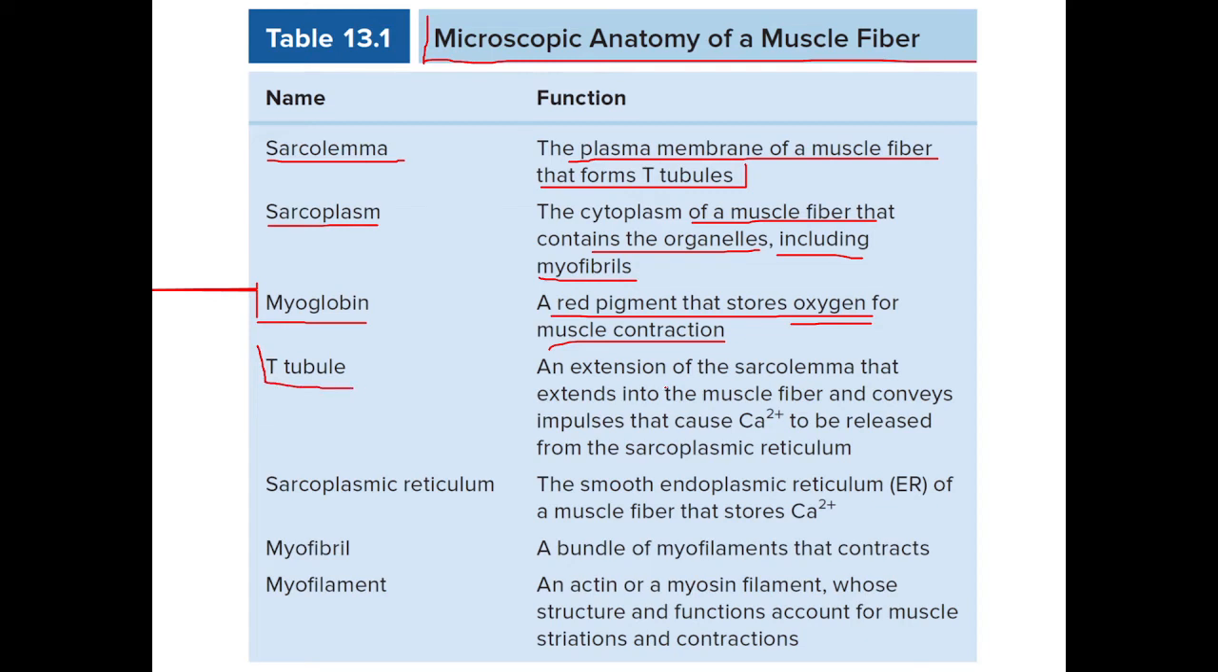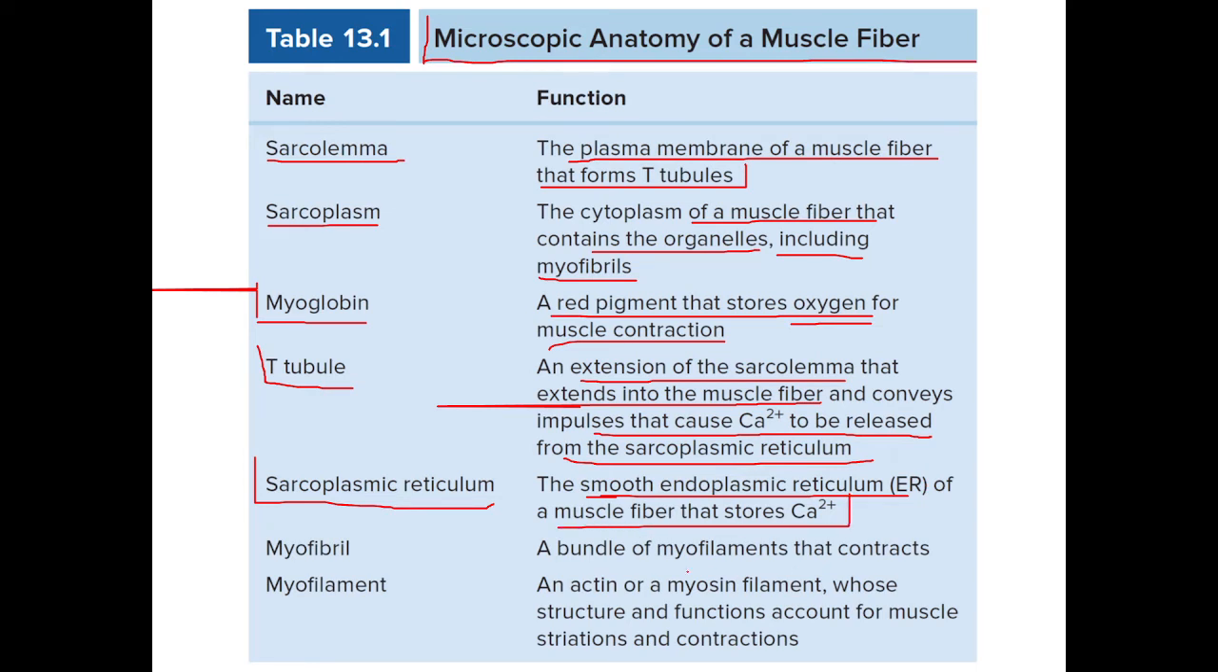Then T-tubule, it is the extension of sarcolemma that extends into the muscle fiber and conveys impulses that cause calcium ions to be released from the sarcoplasmic reticulum. Then what is sarcoplasmic reticulum? The smooth endoplasmic reticulum. There are two types of endoplasmic reticulum, the one with ribosomes and the one without ribosomes. This one is without ribosomes, so it is called smooth endoplasmic reticulum. They are present in the muscle fibers and store calcium ions.